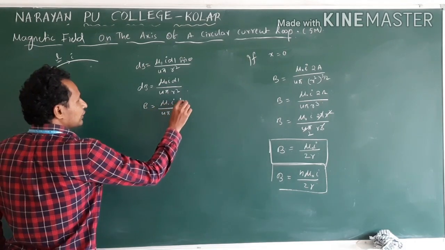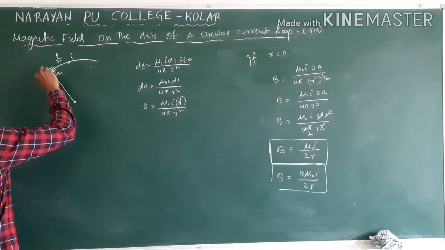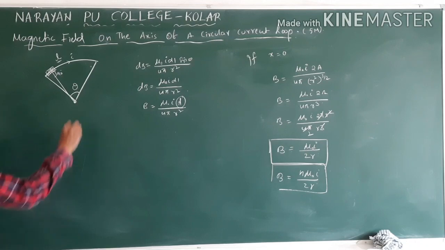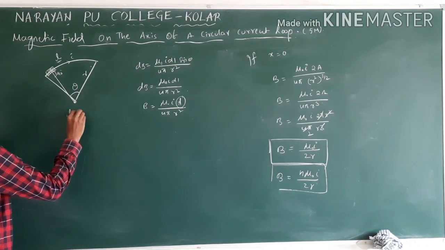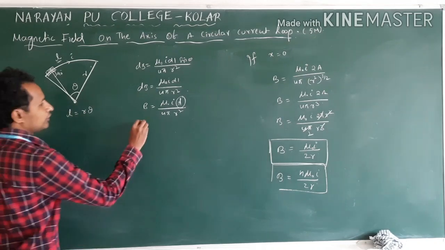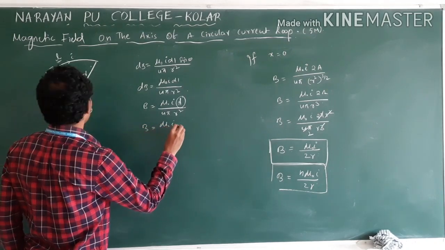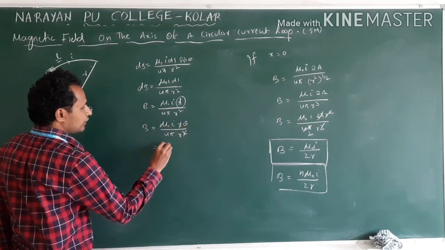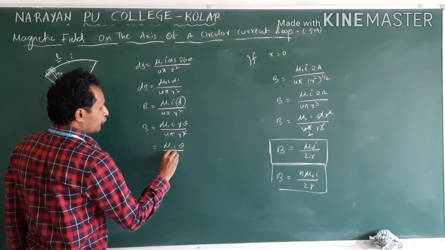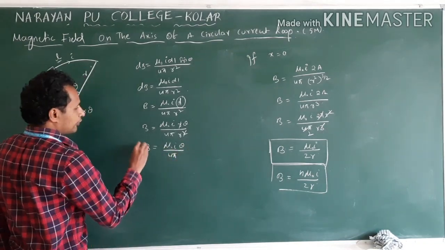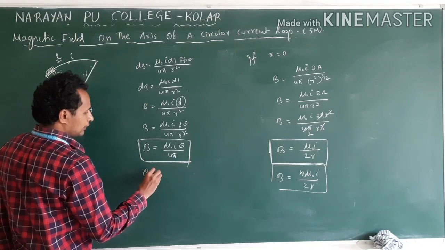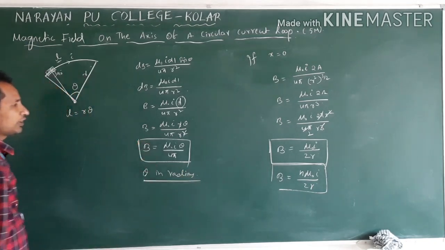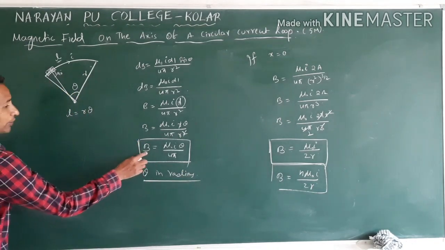Clear? So we need to eliminate L. How do we write this? If these two ends make an angle theta, and this is radius r, what is the relation? L is equal to r theta. Then B is equal to mu naught I r theta by 4 pi r square, one r cancels. mu naught I theta by 4 pi r. Theta we will measure in radians. Clear? Now we will check whether this formula is correct or not.